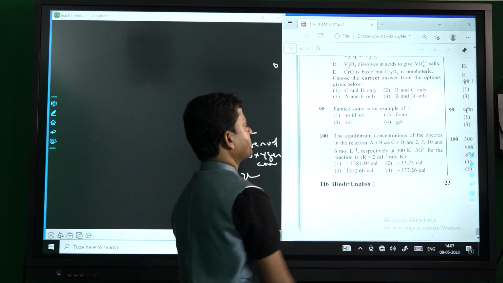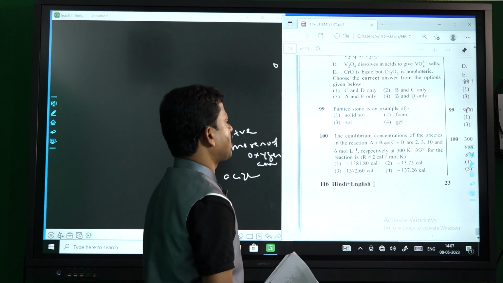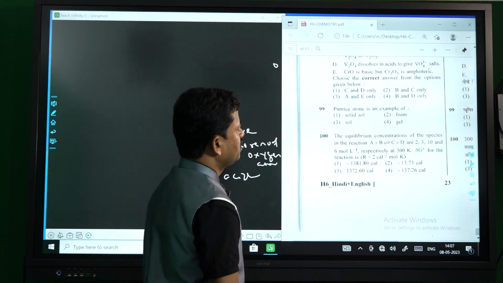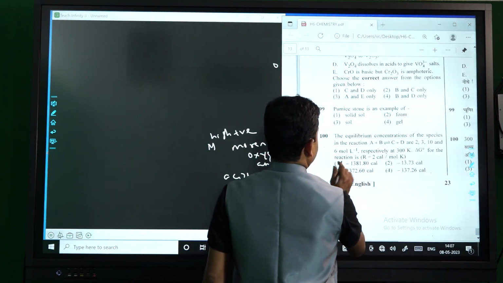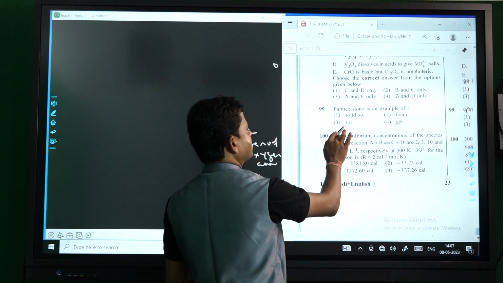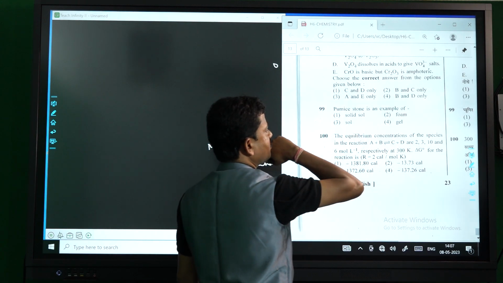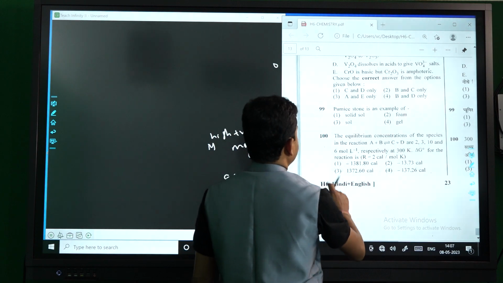That question comes from surface chemistry, the classification of colloids. So in my point of view, in question 99, option 1 is correct: solid sol, or you can say solid foam. But in your option 2, foam is given. So in my point of view, solid sol is correct.